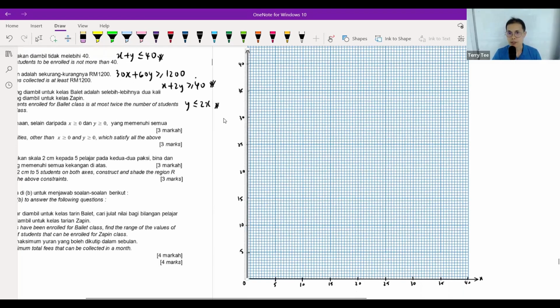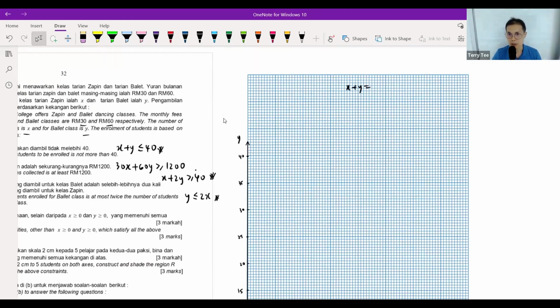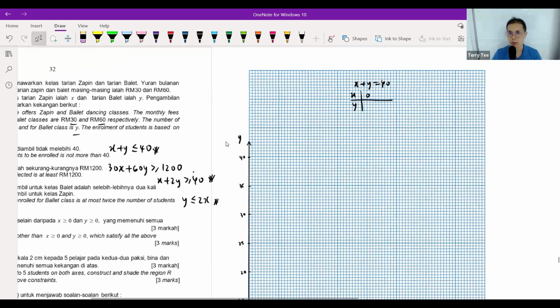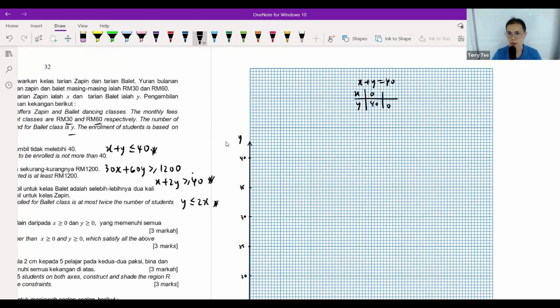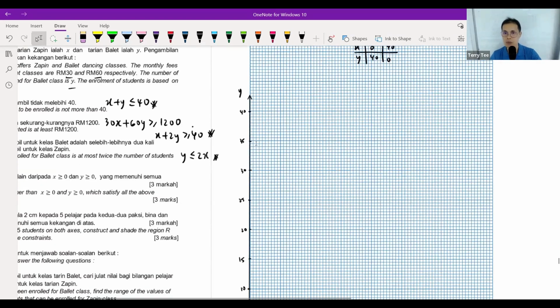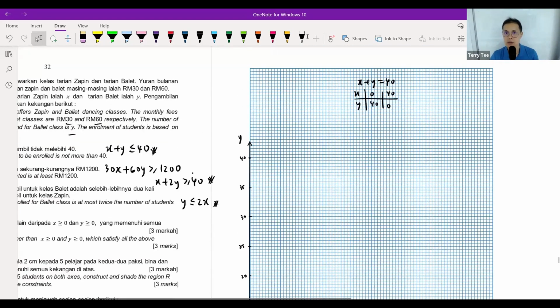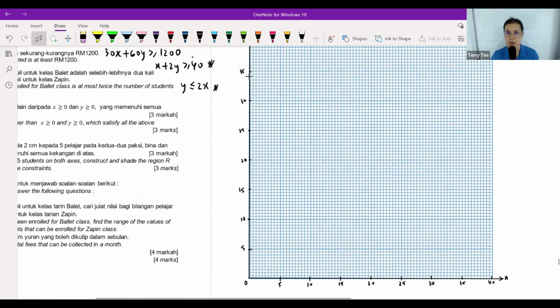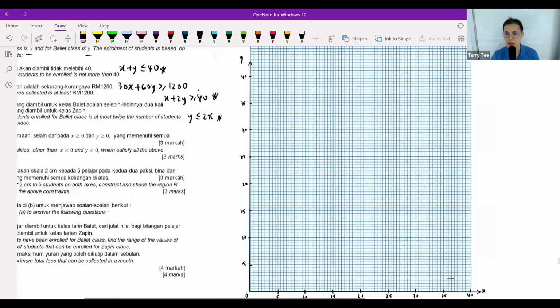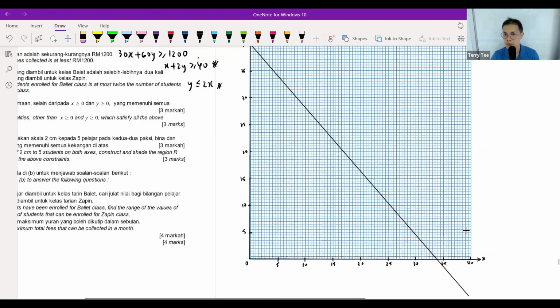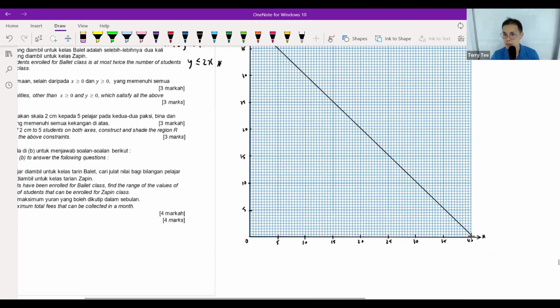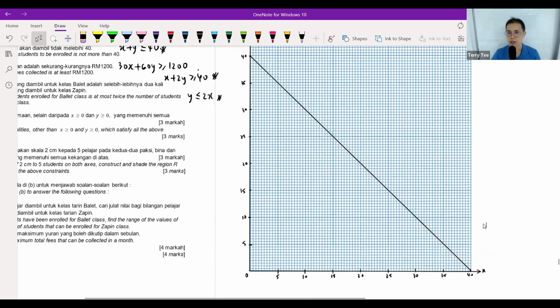Let's say the first line is x plus y equals 40. If you use the table of values, we start with x equals 0, your y will be 40. When y is 0, x is also 40. So (0, 40) and (40, 0) should be a straight line. Let me draw it here. That passes through 40 and 40. Like this. So this is x plus y equals 40.